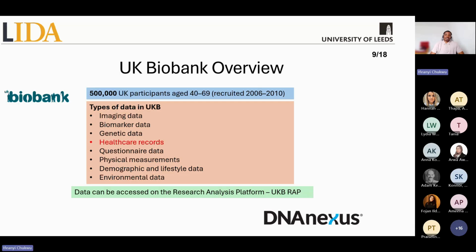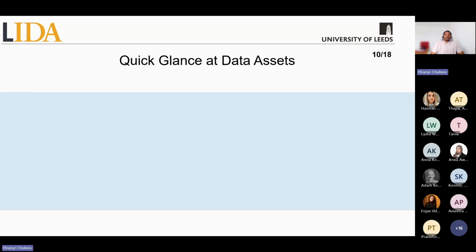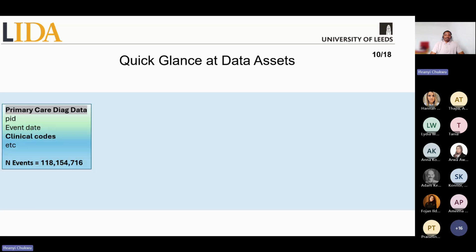So you really need data engineering to be able to navigate through the system and make the data ready for research. So just a quick glance at the data assets that we used within this project. Obviously we use the primary care data, which is one of the healthcare records I mentioned. And these are like 118 million events. It's also large scale data, and we need this data to talk to other data and link them accurately and create a cohort.